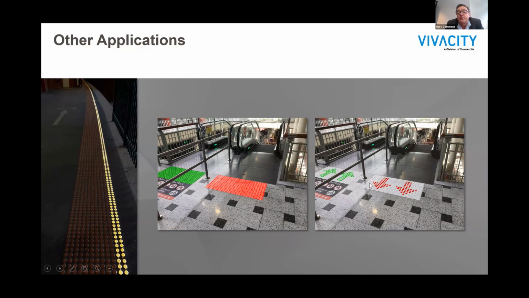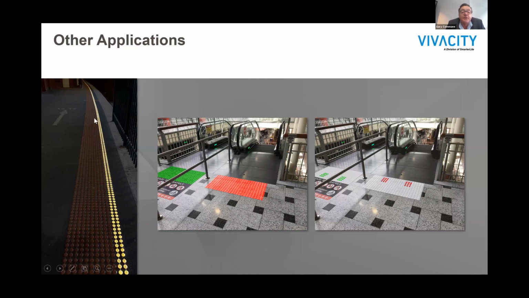We can also, with the tactiles, illuminate certain parts of the tactile. So you can see here, we can have green arrows showing this is the way you should be going. And obviously here, this is the way you should not be going. This could also be an X, not just an arrow.